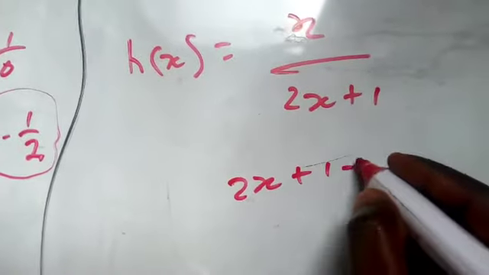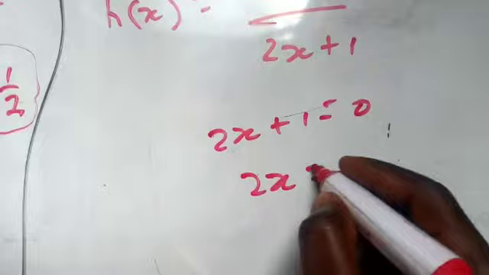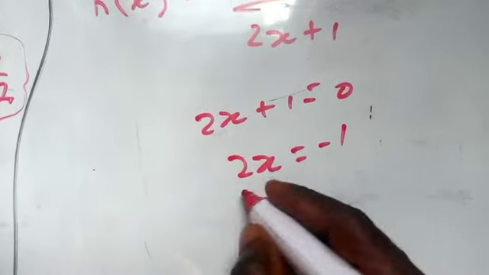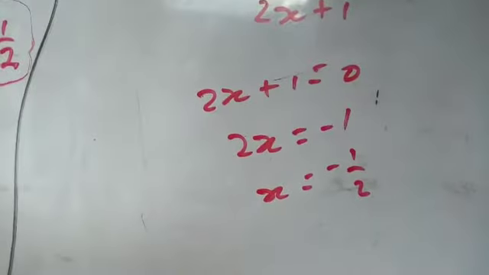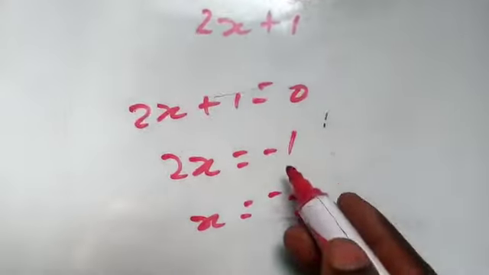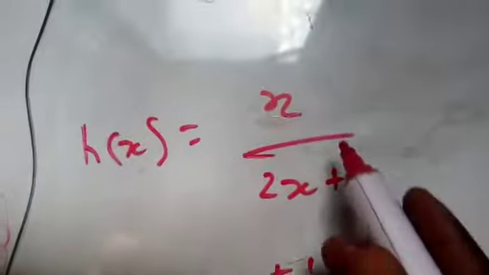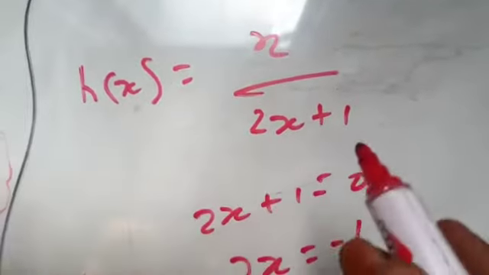So 2x plus 1 is equal to 0. This implies that 2x is equal to minus 1. Then x is equal, you are dividing both sides by what? 2. So that will be minus 1 over 2, right? We say that this guy is the ghost. So when we plug this guy inside this machine, we are not going to get any answer. So you can try that.